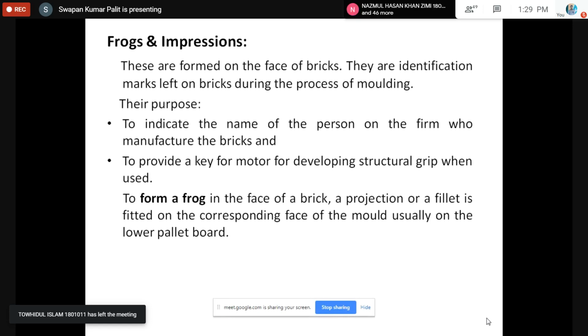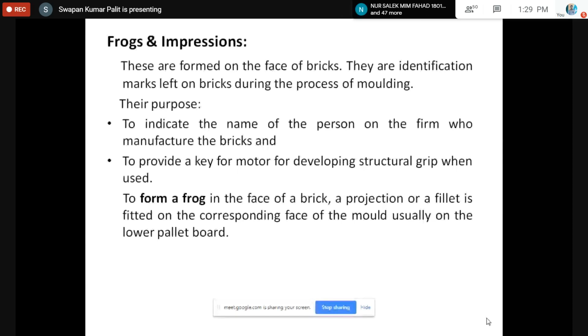You can see here some spelling is a mistake, but you have to correct it yourself. Motor is wrong. The correct spelling is MORTAR. Here it has been written motor.